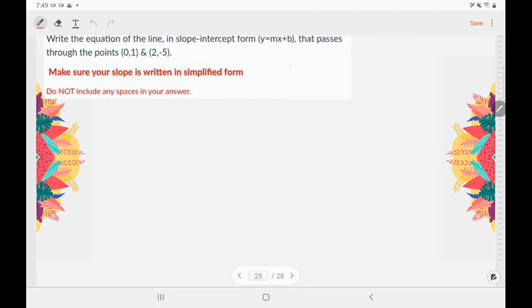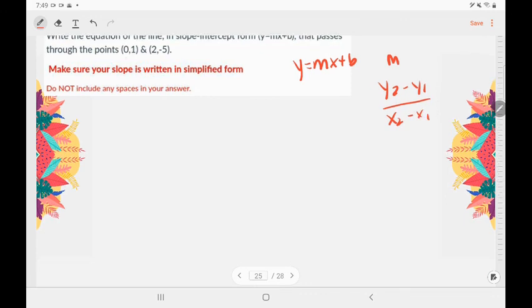Let's try that again. So y equals mx plus b. I'm going to start with my m, which is the formula y2 minus y1 divided by x2 minus x1. So here we go. Label your points. x, y, those are 1s. x, y, those are 2s. Here's my slope. y2 corresponds to -5. y1 corresponds to 1. So -5 minus 1, and on the bottom, x2 is 2, minus x1, which is 0.